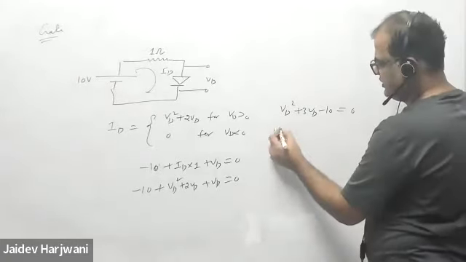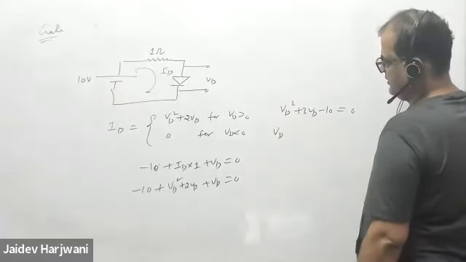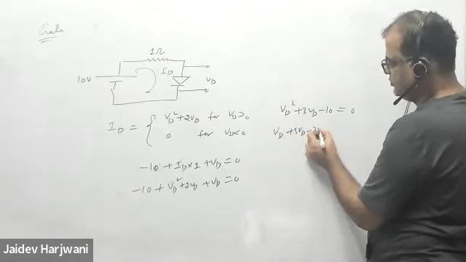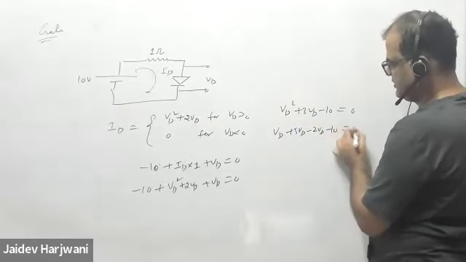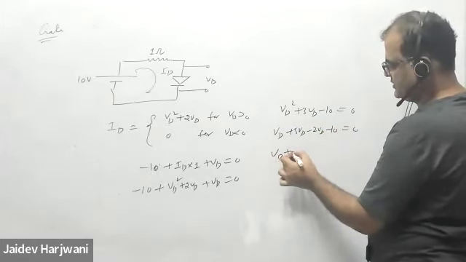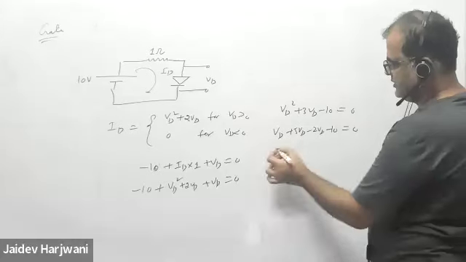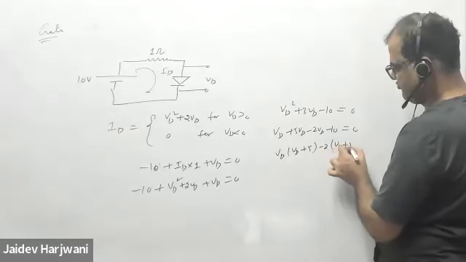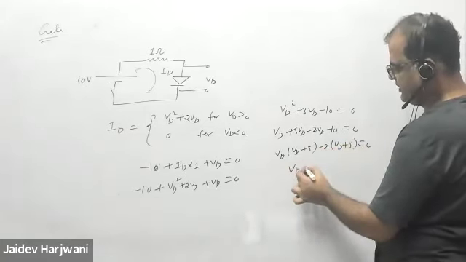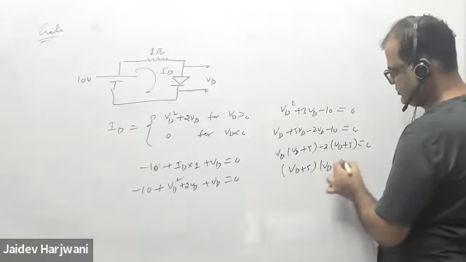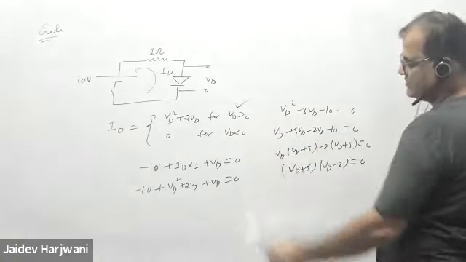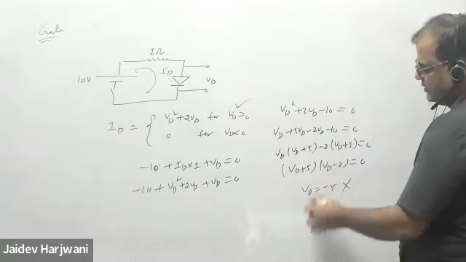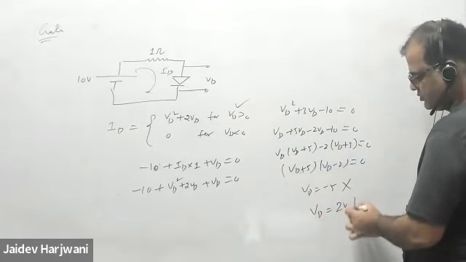Now if I solve this one, VD square plus 5VD minus 2VD minus 10 equals 0. So VD plus 5 common, VD plus 5 times VD minus 2 equals 0. So VD equals minus 5 or VD equals 2. We have already assumed VD is greater than 0, so VD equals minus 5 we cannot take. So VD equals 2 volt.